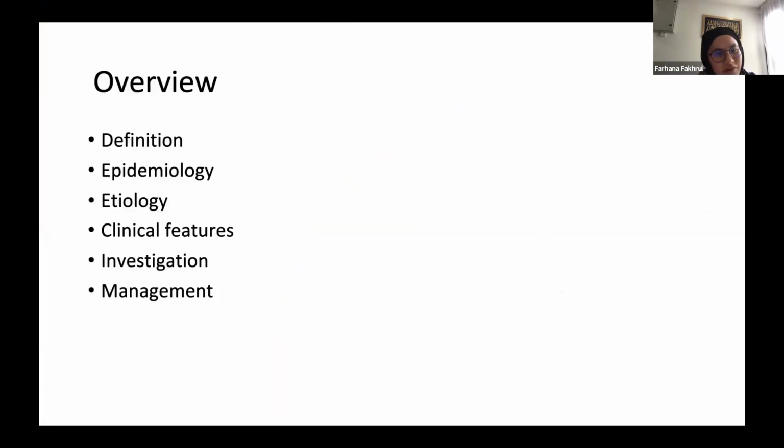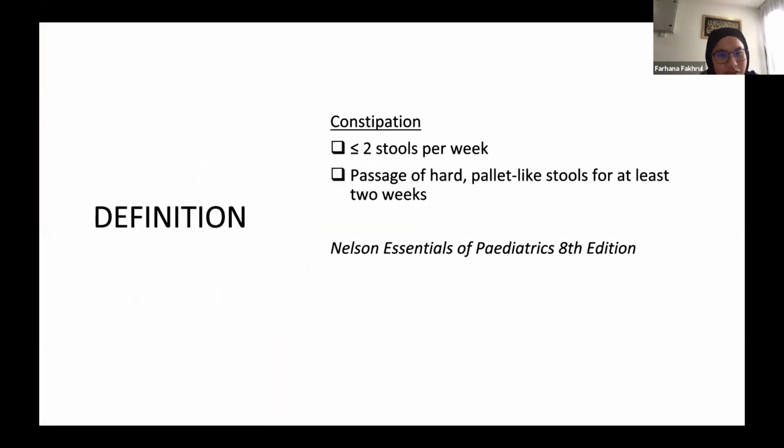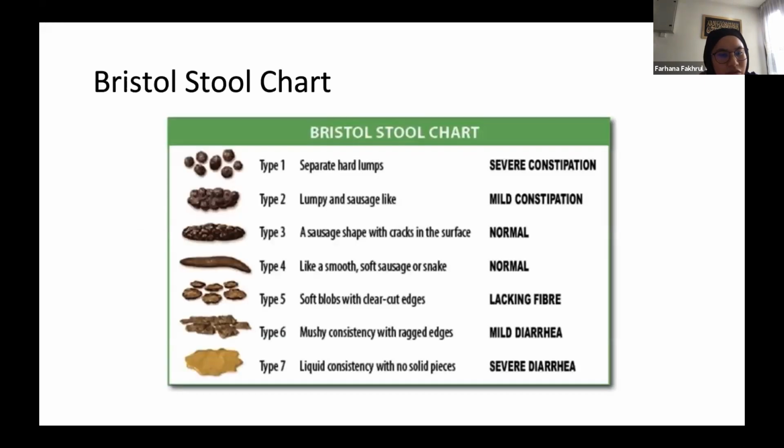All right, this is my overview. Firstly, I'll talk about the definition of constipation from Nelson Essentials. This is where there are less than 2 stools per week with passage of hard, pellet-like stools for at least 2 weeks. So it's basically the infrequent passage of dry and hardened feces with straining or pain. This is the Bristol stool chart, which we use to classify the type of feces. The ones we're concerned with are type 1 and type 2, which are involved in constipation.